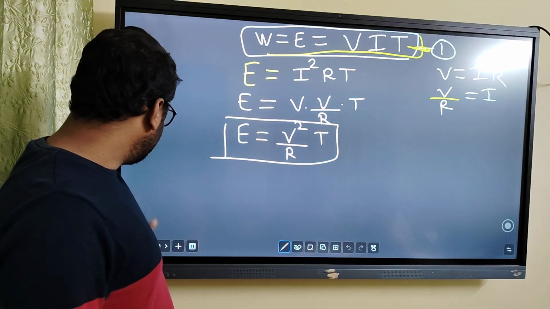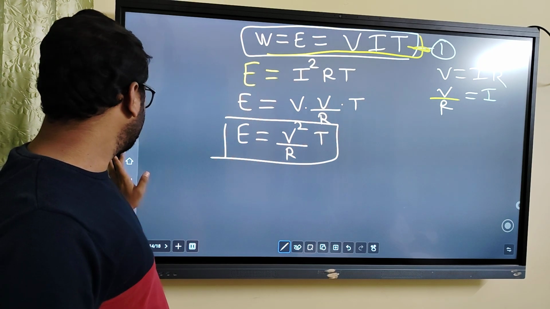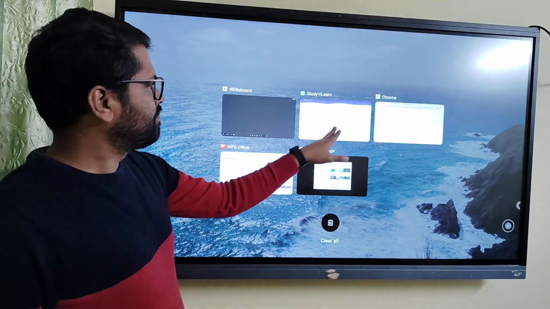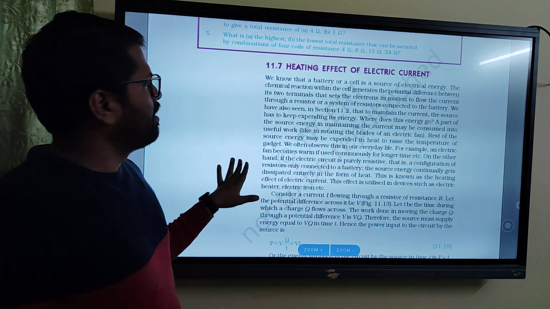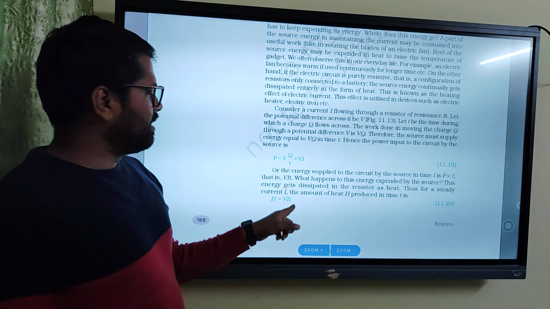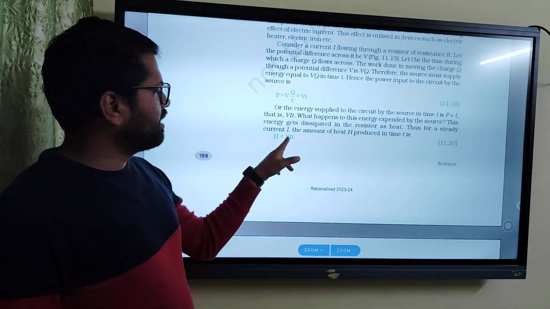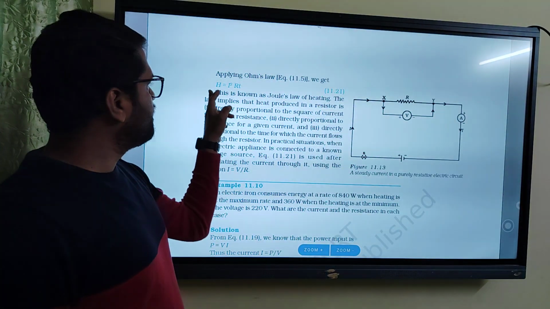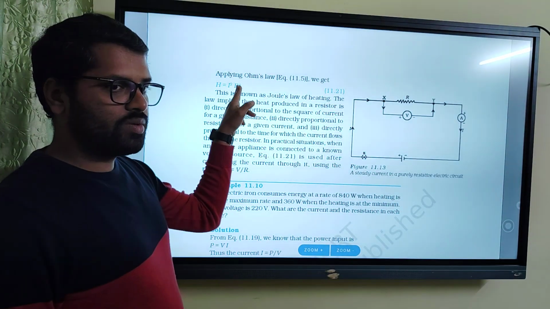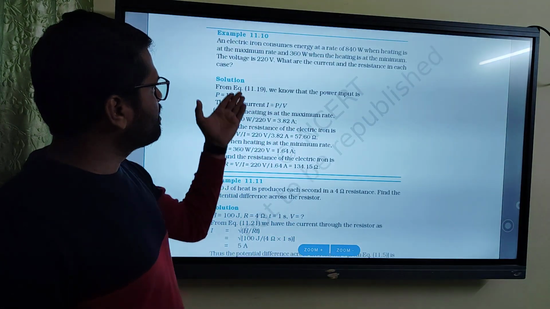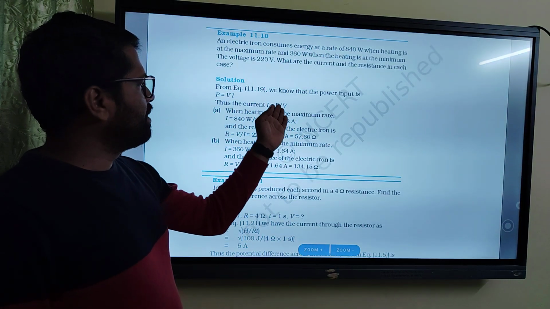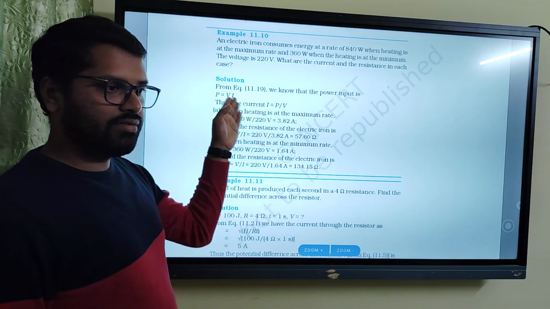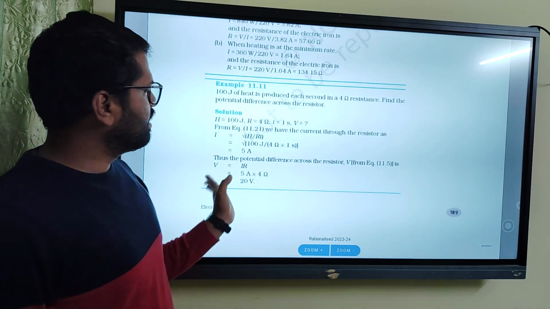Now if you see NCRT, there is something called fuse. Do you know about fuse? Where do we use fuse? Electric circuits. See, heating effect of current we have done. H equals VIT. What is H? Heat energy. Then coming to here, I square RT, we have done that. Then power equals VI, we have done that.